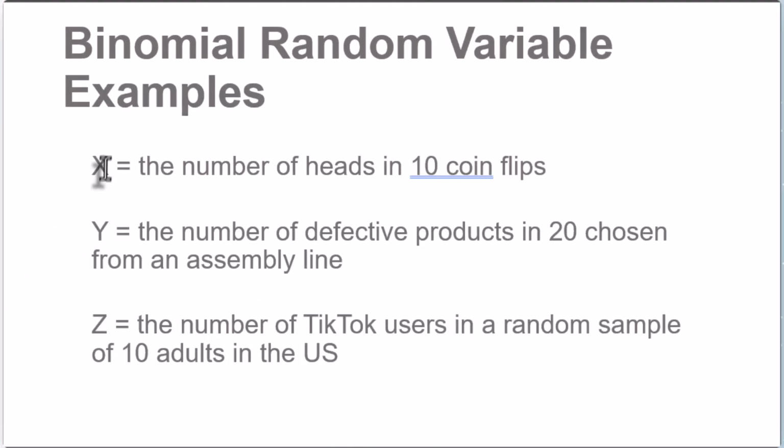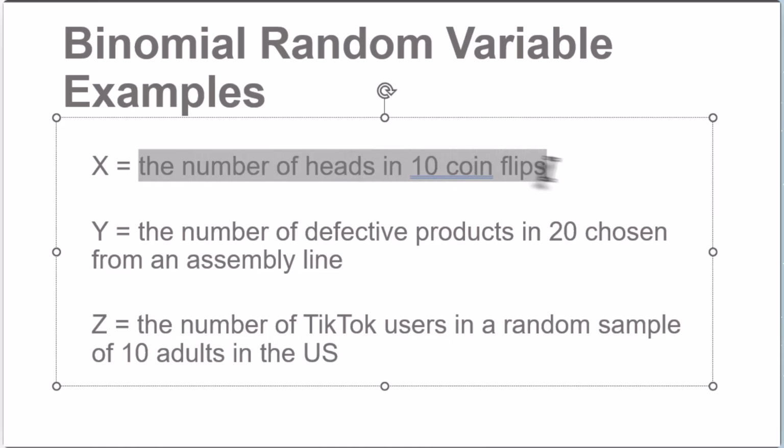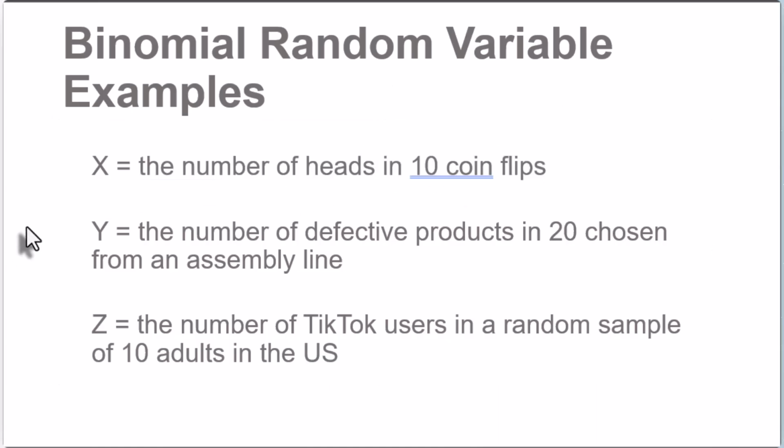So here are some examples. We could have the random variable, the number of heads in 10 coin flips. So that number is somewhere between 0 and 10. And it's based on adding up the number of successes or heads within those repeated trials. In this case, the repeated trials would be flipping the coin over and over.